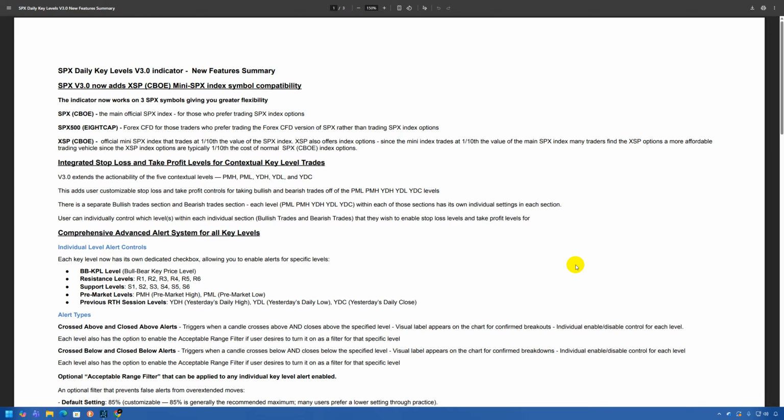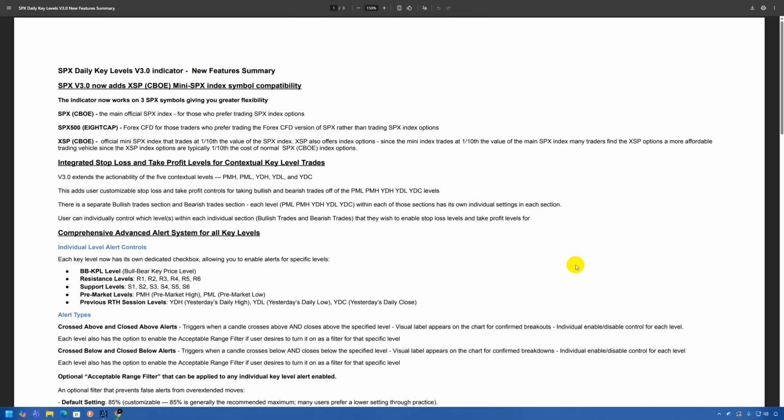The alert types are crossed above and closed above alerts. This triggers when a candle crosses above and closes above the specified level. A visual label appears on the charts for confirmed breakouts. There are individual enable/disable controls for each level. Each level also has the option to enable the acceptable range filter, if the user desires to turn it on as a filter for that specific level.